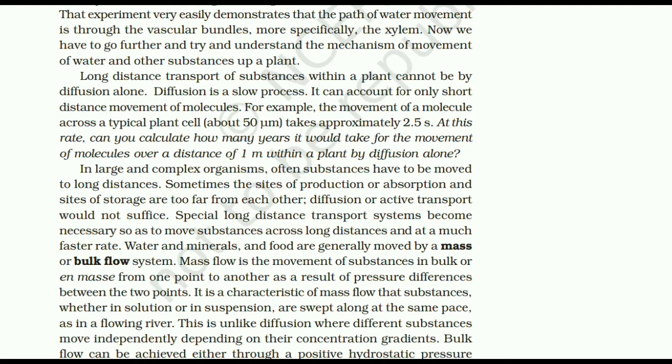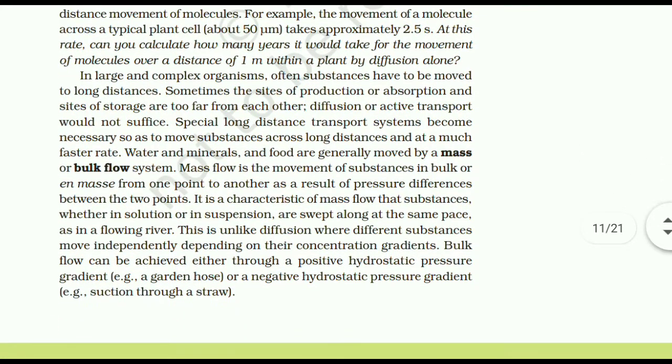In a large and complex organism, substances have to be moved long distances. Sometimes the site of production or absorption and the site of storage are too far from each other. Diffusion or active transport would not suffice. Special long-distance transport systems are necessary so as to move substances across long distances at a faster rate. Water and minerals and food are generally moved by a mass or bulk flow system. Mass flow is the movement of substances in bulk or en masse from one point to the other as a result of pressure differences between the 2 points.